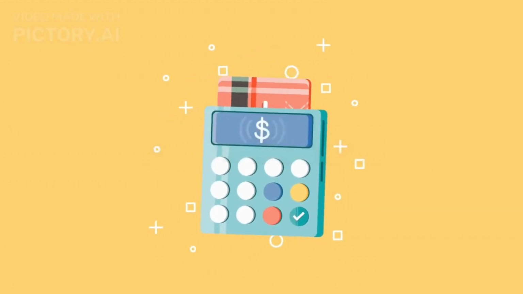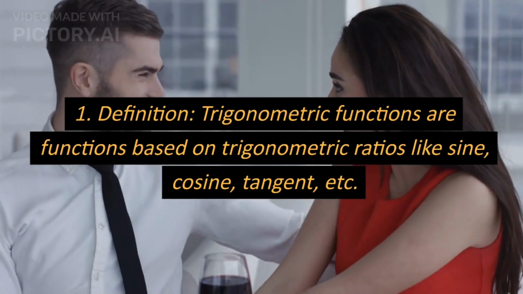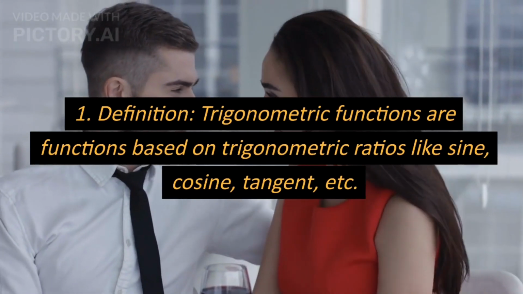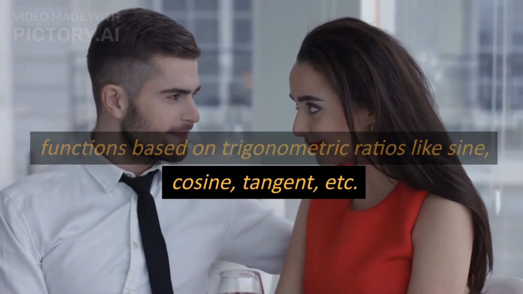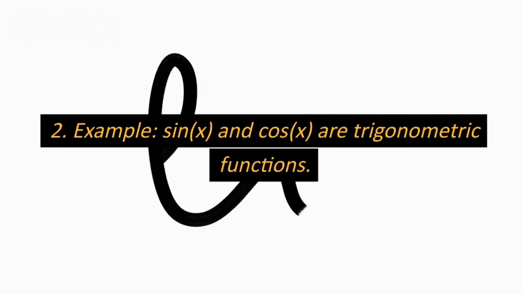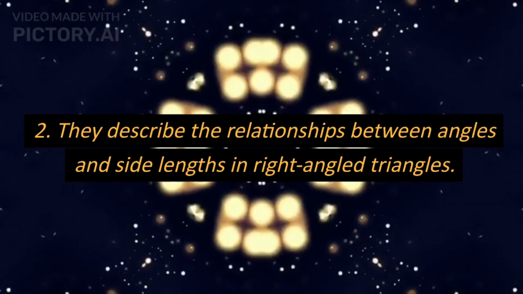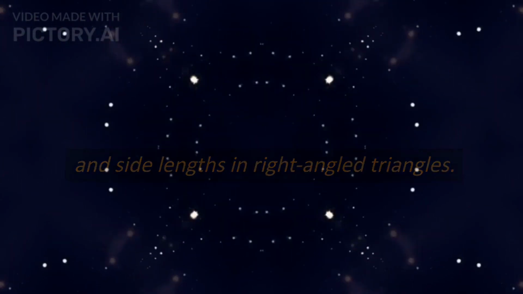Trigonometric function. 1. Definition. Trigonometric functions are functions based on trigonometric ratios like sine, cosine, tangent, etc. 2. Example, sin(x) and cos(x) are trigonometric functions. They describe the relationships between angles and side lengths in right-angled triangles.